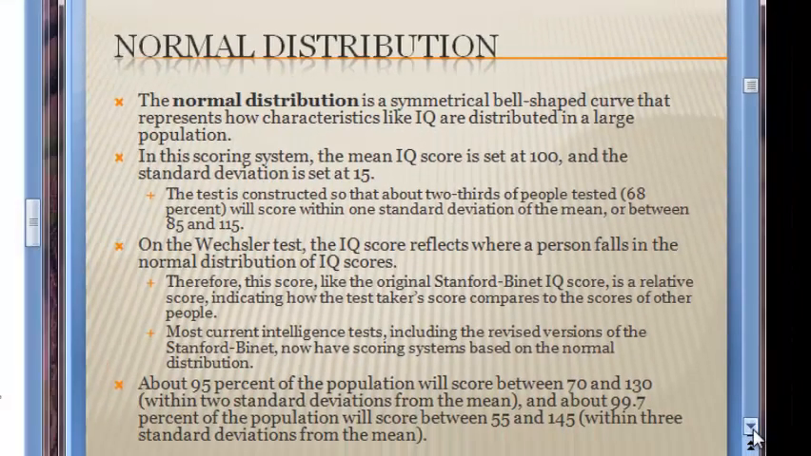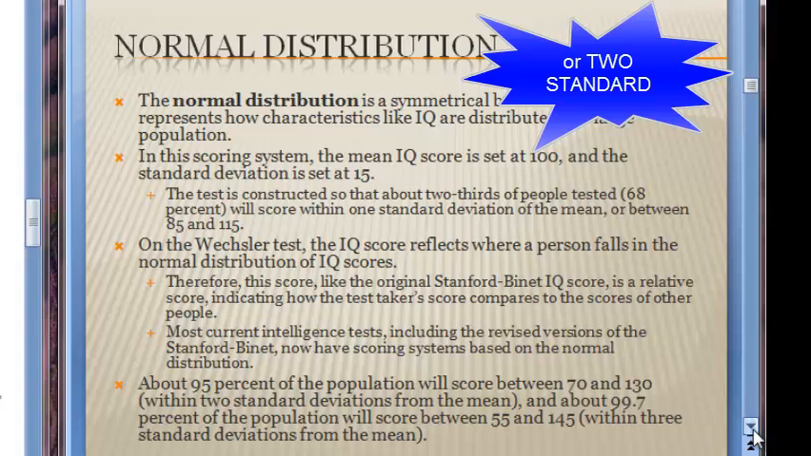So let's get back to that normal distribution. It is a symmetrical bell-shaped curve that represents how something like IQ is distributed in a large population. So this is what we're going to tend to see. It's called the normal curve. In this scoring system, the mean IQ is set at 100. Mean is another word for average. So the average IQ score is set at 100, and the standard deviation is set at 15.